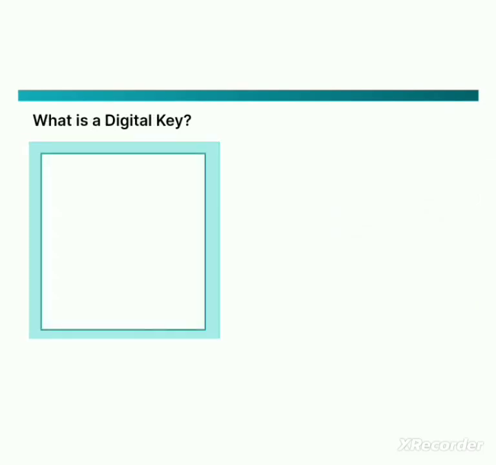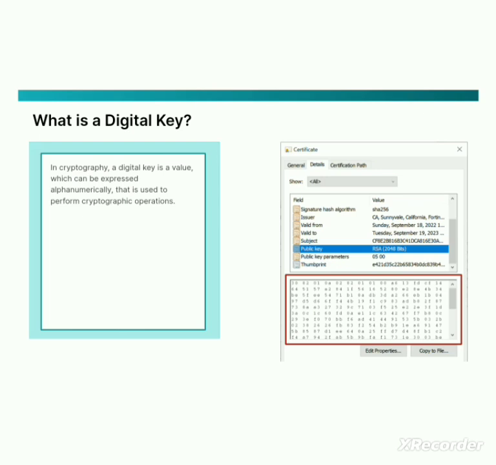What is a digital key? In cryptography, a digital key is a value, which can be expressed alphanumerically, that's used to perform cryptographic operations. The types of things that digital keys can be used for include digital signature, message authentication code, MAC, and encryption. With respect to encryption, keys can be used to encipher the flow of information between two devices, bulk stationary data, or a small piece of data, such as another digital key or hash output value.